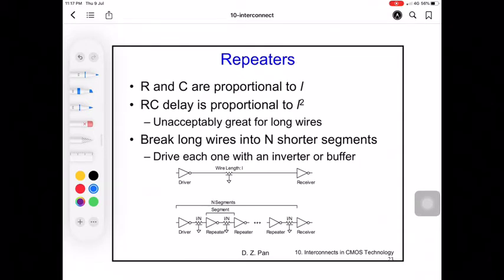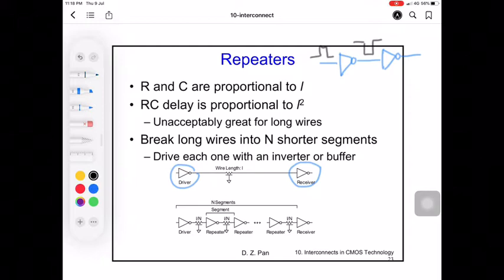Repeaters. Another way to remove the noise is to have repeaters. So let's look at this circuit. You have the driver at the input, and the receiver has another inverter. Let's see what happens if you have two inverters. Let's say your input is like this, the output of the inverter will be inverted, and you can get back your original signal by putting another inverter.